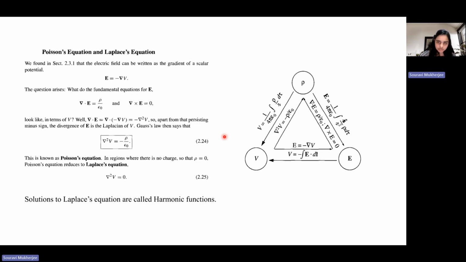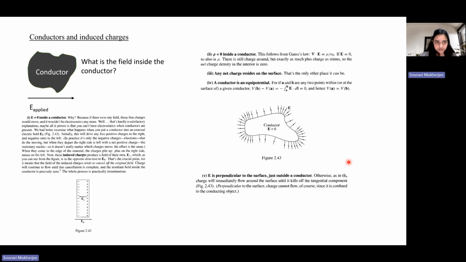So this is how we reach these major relations that relate the charge distribution, like rho, to the electric field and then to the potential, and vice versa. If you know one, you can find the others. So this was about the very start, Coulomb's law and Gauss's law.